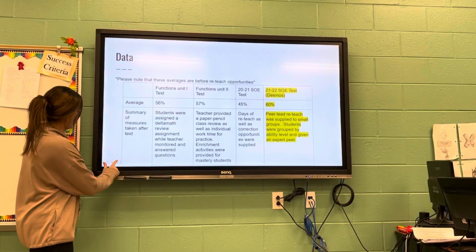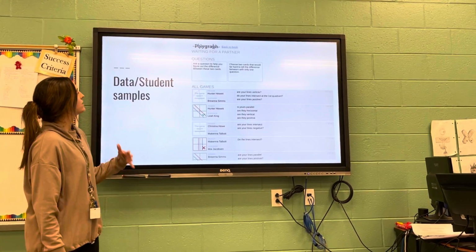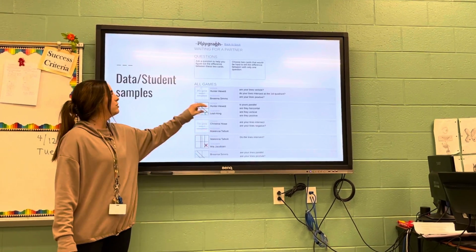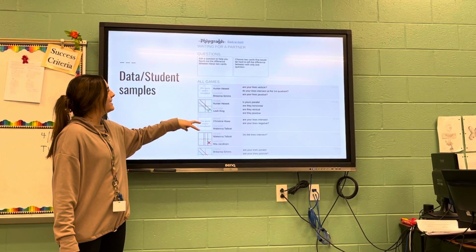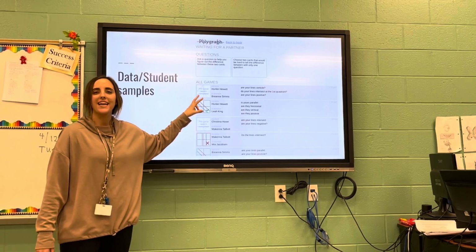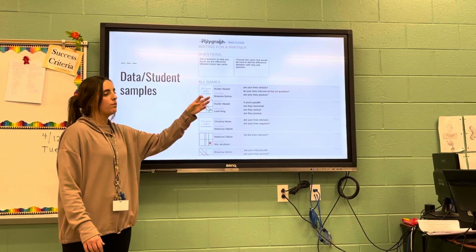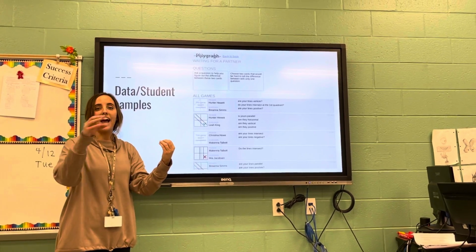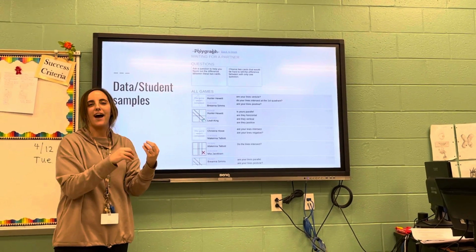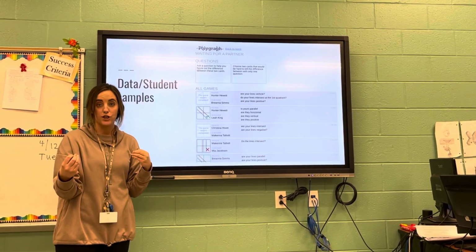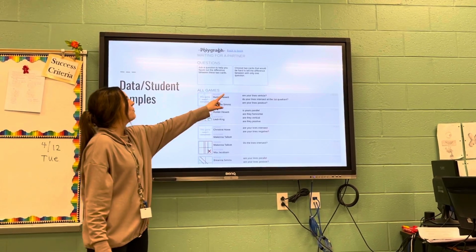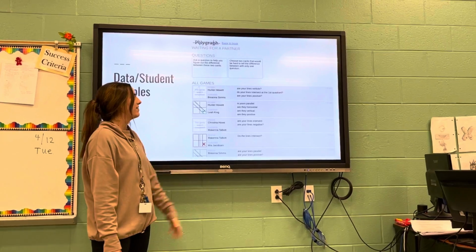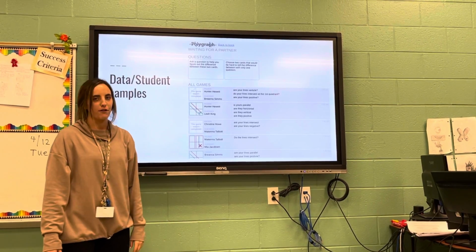Okay, here's some data and student samples. This is from the first activity we did. Students were paired up, and it's very much like Guess Who. A student would pick a graph off the screen, and the other student would have to ask questions to try to narrow down which graph their partner chose. I was really impressed with their level of questioning and their use of vocabulary here.